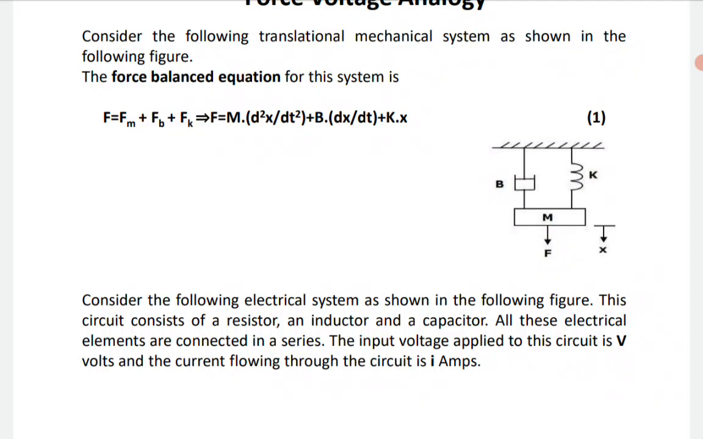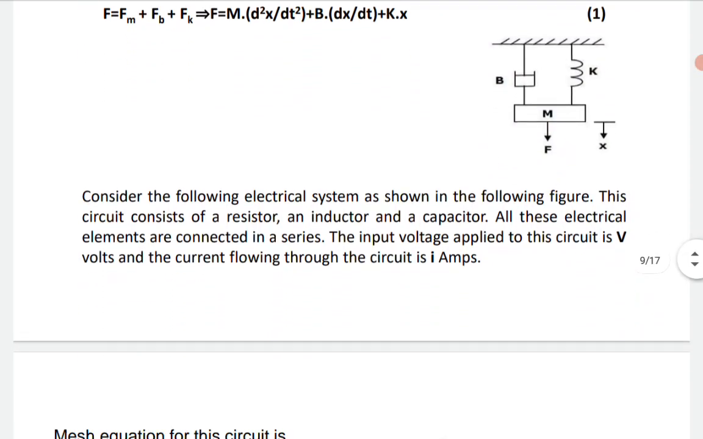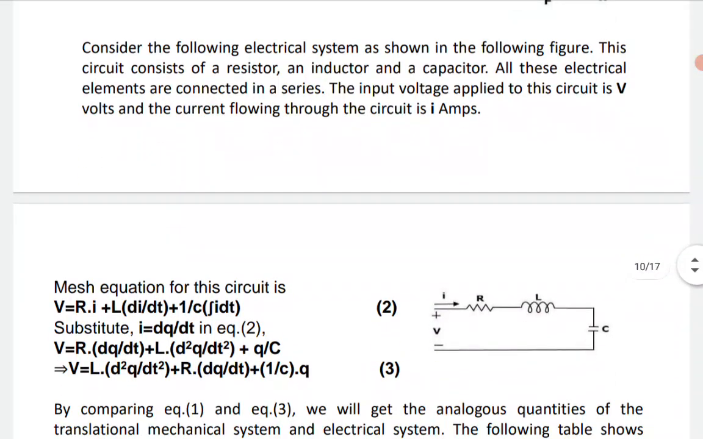And consider the following electrical system as shown in the figure. This circuit consists of a resistor, an inductor, and a capacitor, obviously an RLC series combination as in the diagram below. All these electrical elements are connected in series. The input voltage applied to this circuit is V volts, and the current flowing through the circuit is I amps. Now all of us know the mesh equation. For that we can write V is equal to R into I plus L di by dt plus 1 by C integral I into dt.